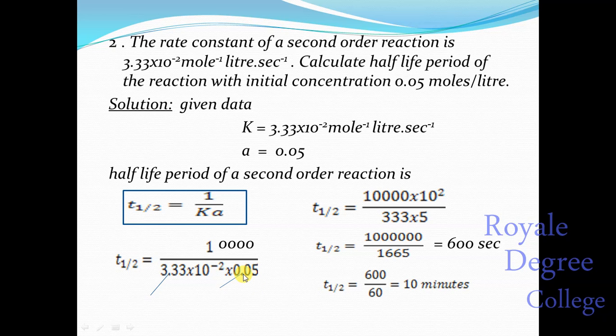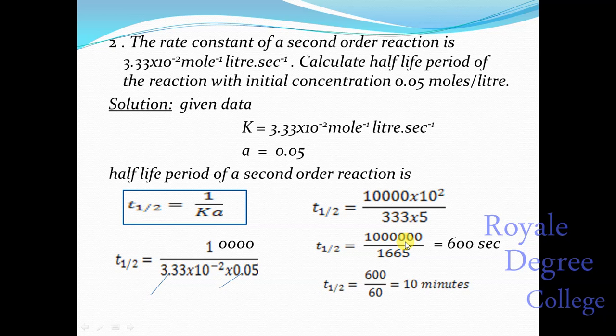Now we are cancelling this decimal point. After the point there are 2 digits, so in place of those 2 digits we keep 2 zeros above, and we cancel this point also. So here it is 10,000 divided by 333 into 10 to the power minus 2 into 5. Now this 10 to the power minus 2 we bring to the numerator, so it becomes 10 to the power 2, which is 100, multiplied with 10,000. So you will get this value.